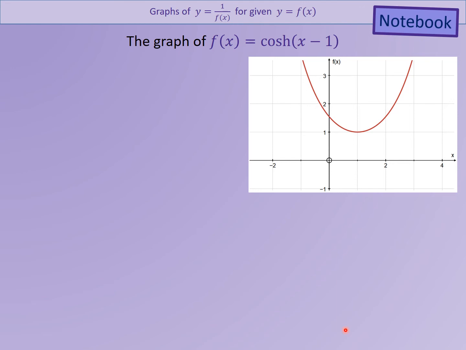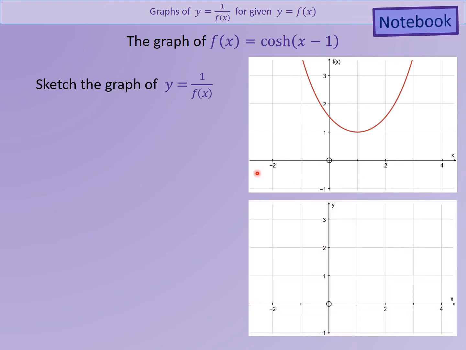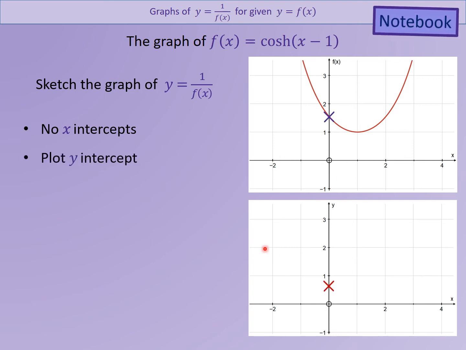Okay, so let's see how far we got. The first thing I want to consider is where it crosses the x-axis. It doesn't cross the x-axis in this case, so there should be no x-intercepts. That means I need to move on to the next bit. I'm going to plot the y-intercepts. I've noticed that it crosses just there at roughly 1.5. So it's going to cross down here at roughly 3 over 2. 2 over 3, sorry.